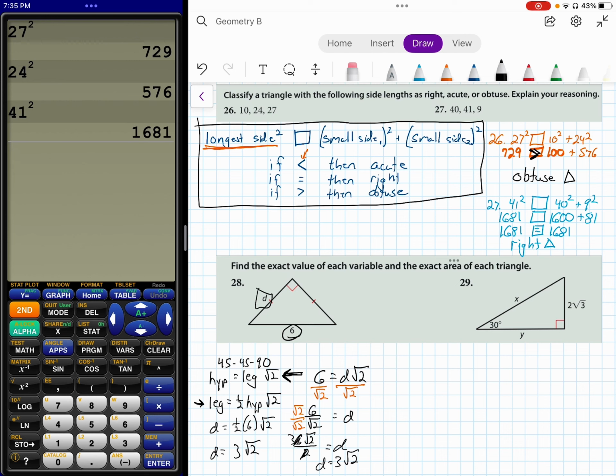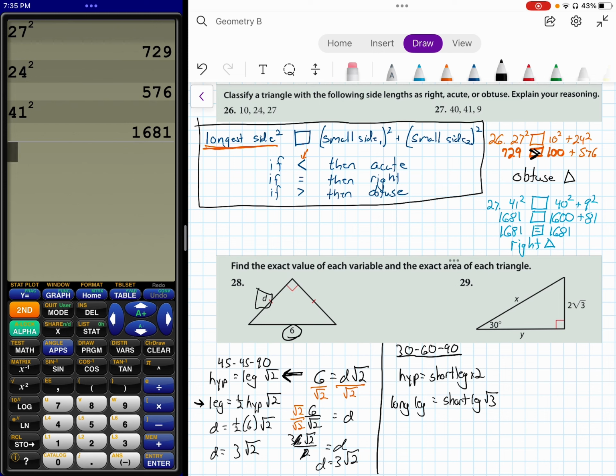We also have 30, 60, 90 triangles. So 30, 60, 90, we had a couple equations for that as well. Actually had 3, but 2 main ones, and that was that the hypotenuse equals the short leg times 2. And we learned that the long leg equals the short leg times the square root of 3.